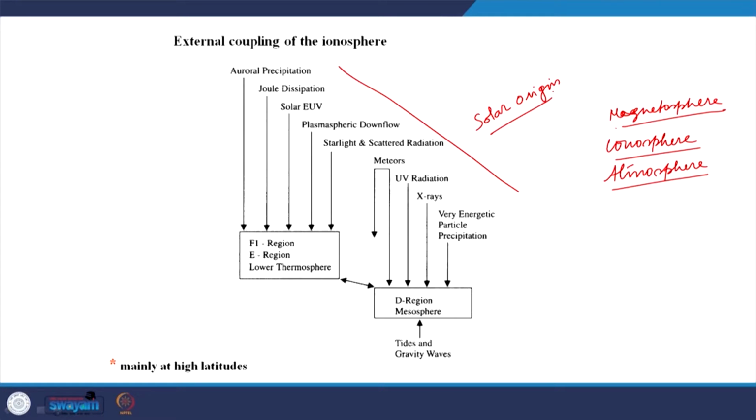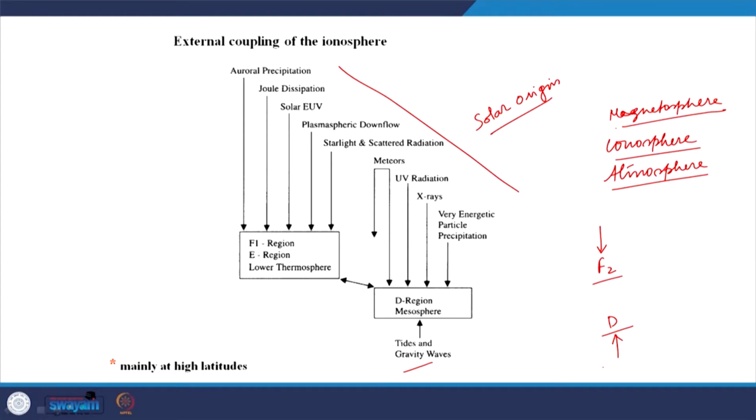At the same time, the bottom side of the ionosphere, which is also called the D layer, is very well coupled with the tides and gravity waves which originate in the lower atmosphere. The top side ionosphere, the F2 region, is very well coupled with the forcings coming from the sun, and the bottom side ionosphere has a strong bearing on the tidal and gravity wave activities from the lower atmosphere.